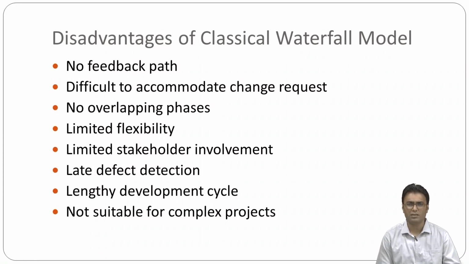Then the next one is difficult to accommodate change requests. Here we can say this model assumes that all the customer requirements can be completely and correctly defined at the beginning of the project, but actually customer requirements keep on changing with time, right? So it is difficult to accommodate any change request after the requirement specification phase is completed. Then the next one is no overlapping of phases. This model recommends that a new phase can start only after the completion of the previous phase, right? But in real projects, this can't be maintained. To increase efficiency and reduce cost, phases may overlap.